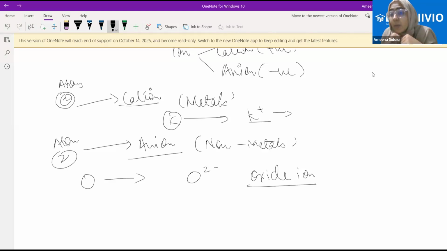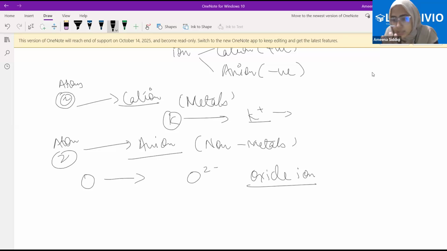The second is whenever the atom is changing to the anion, their name will change. I'll take one more example. Oxygen atom changing to the oxide ion, sulfur atom changing to the sulfide ion, phosphorus atom changing to the phosphide ion, the nitrogen atom changing to the nitride ion. All of these are examples of this. Chloride, bromide, iodide, fluoride. All of these are examples of non-metals changing to anions with their names being changed.